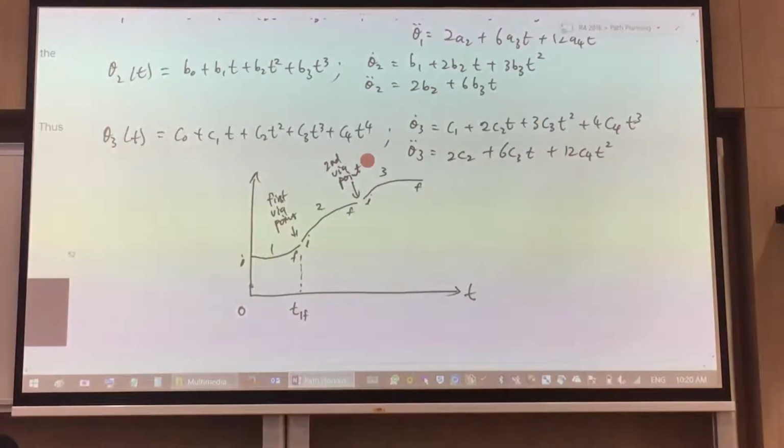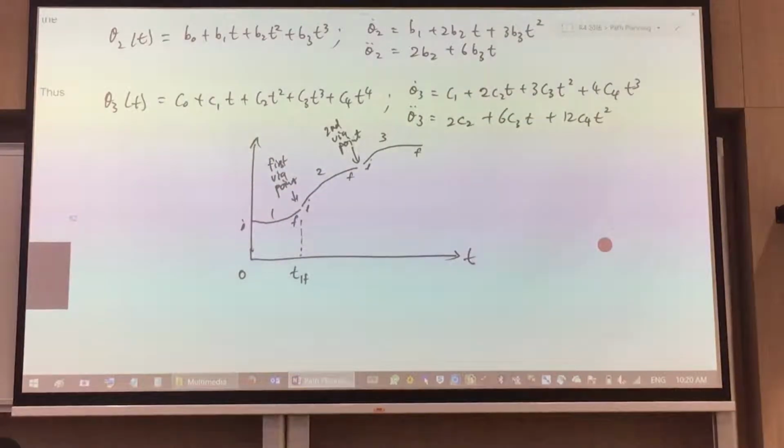And then that one over there is my third via point. Fourth order, third order, fourth order. That one over here, T2F, the final time of your second segment. This one over here, the final time of my third segment.